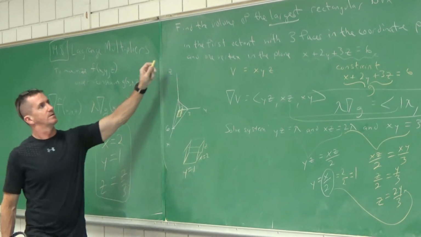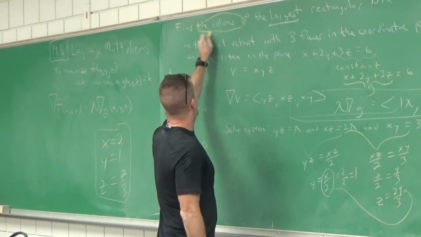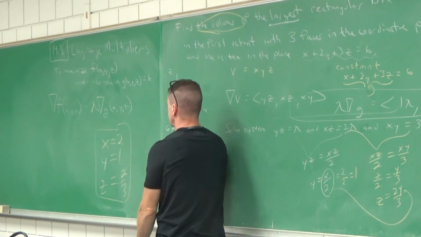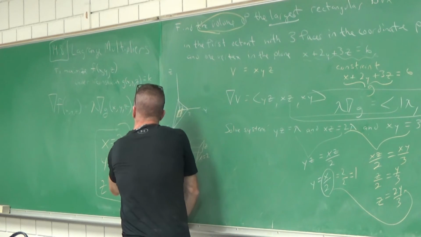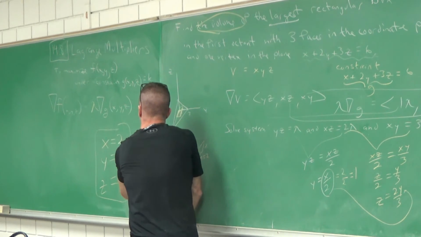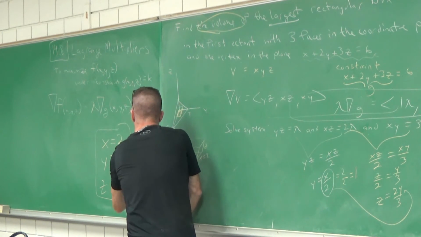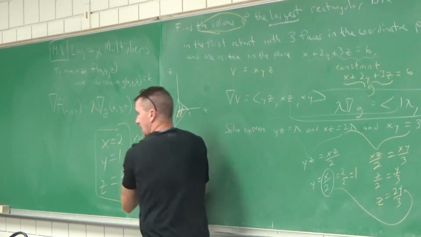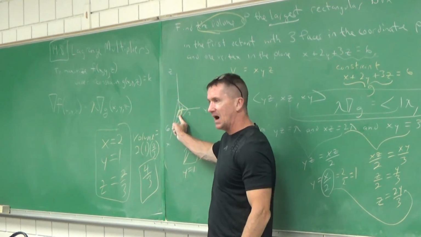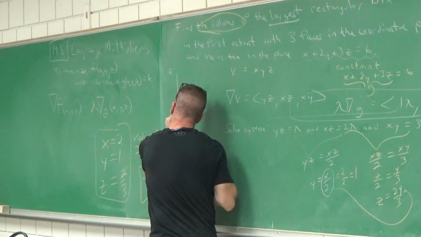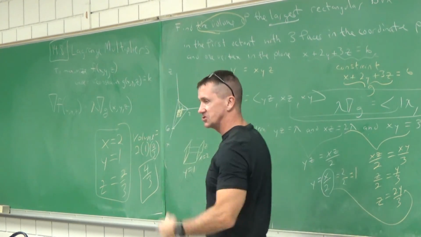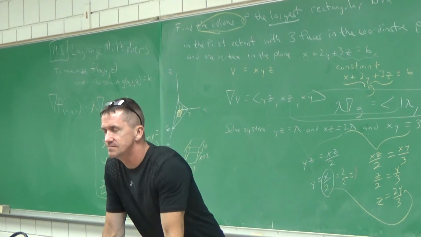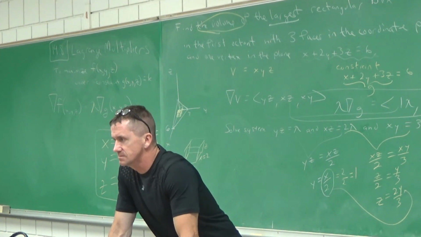They asked for the volume, so I'm just going to multiply all these. The volume would be 2 times 1 times 2/3, which gives me 4/3. That would be the maximum volume of the box. So there's a funny box in here where the corner hits this plane, and that was the constraint. Cool? That's it.